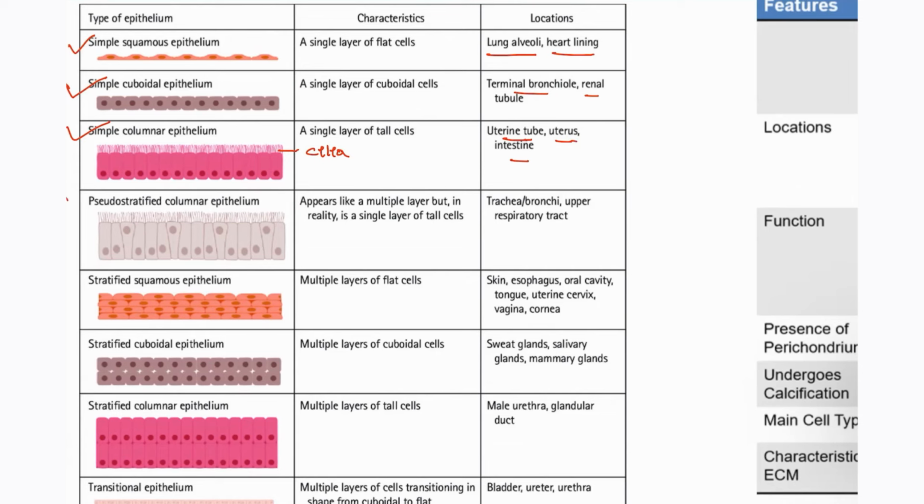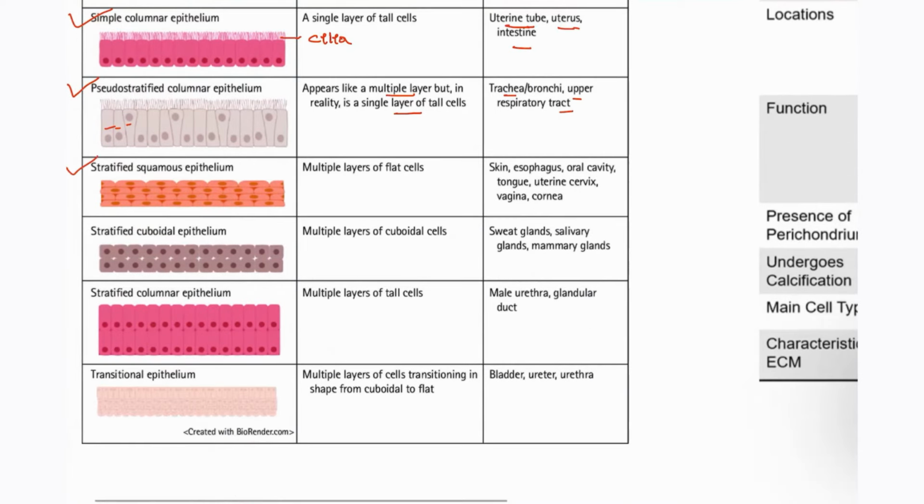Next, pseudo-stratified columnar epithelium, which appears to have multiple layers, but it is actually a single layer. Here you can see, right? The structure may look like multiple layers, but it is only a single layer, and it is present in the trachea and upper respiratory tract. Next, stratified squamous epithelium, which is subdivided into keratinized and non-keratinized. If you have to remember an example, the keratinized is the skin, and the non-keratinized is the cornea and also the vagina. These are some of the examples.